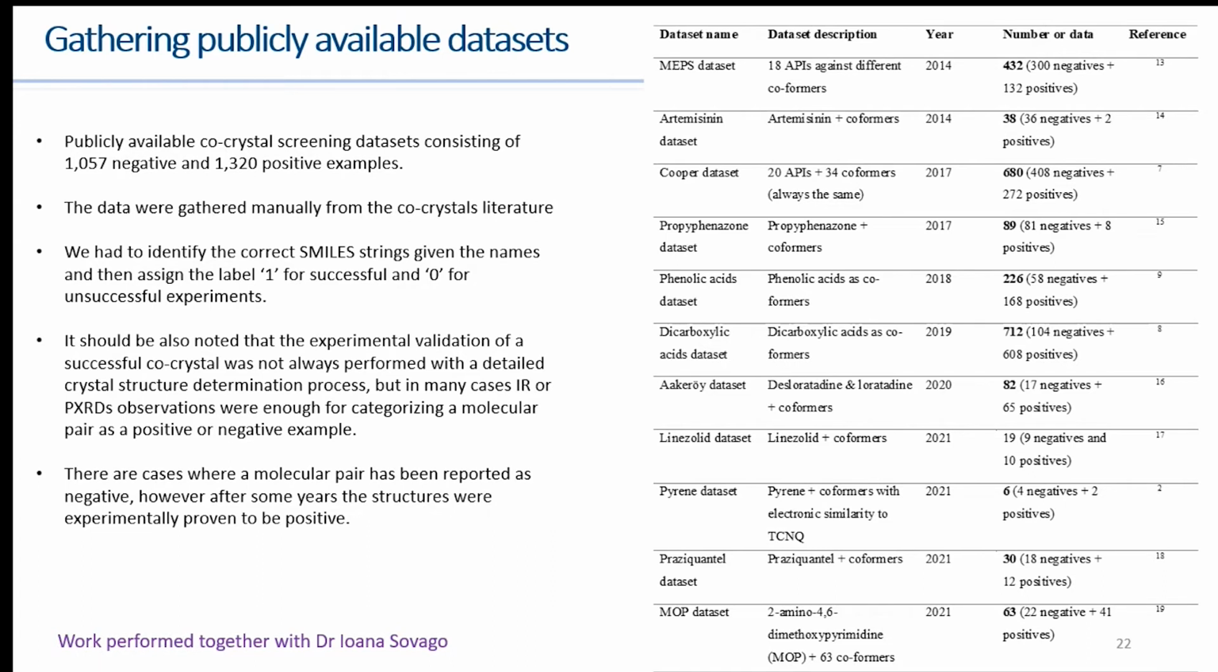It should be noted that not all of these cases were reported in the CSD with crystal structures, because in some cases a molecular pair was reported as positive just from some IR or PXRD observations, and not by solving the final crystal structure. Also, some molecular pairs have been reported as negatives in one paper, and then after 4 years this pair happened to be positive because someone tried to make the co-crystal. So even when gathering data from the literature, the negative data cannot be extremely reliable, because someone at another point might be able to make the structures.